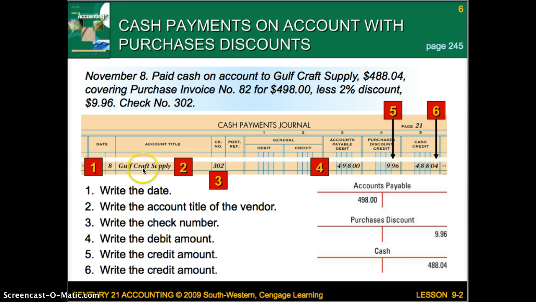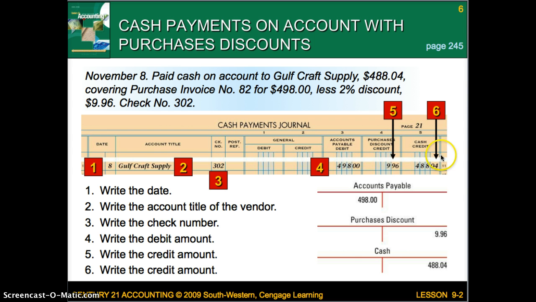So we're going to write the date, write the account title of the vendor, Gulf Craft Supply, check number 302. Now it says write the debit amount. And the debit amount is the purchase invoice that we are working with. So that is that $498. Okay, so number 82 was $498. Our purchases discount will be whatever the 2% is, $9.96. And the cash is what we're actually going to pay. So these two credit columns, when we add those together, should equal this debit column.